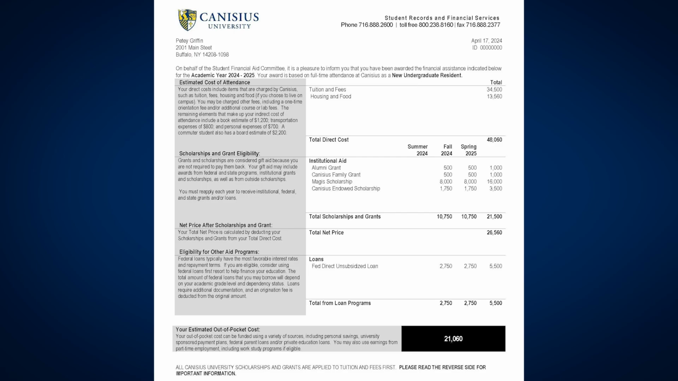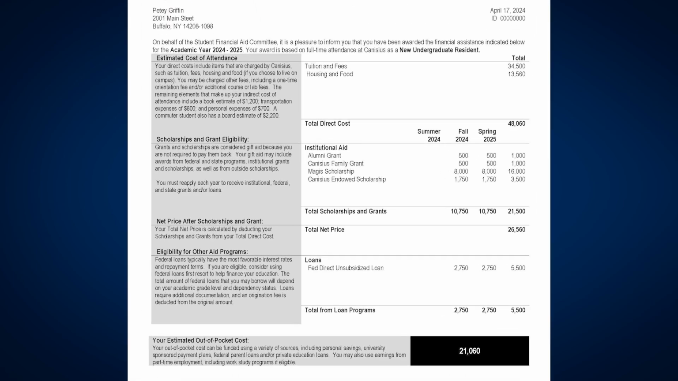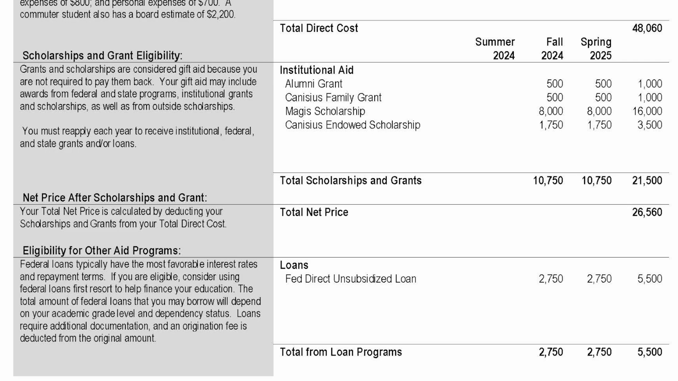And then as we move down the award letter, you will see first, after your direct cost total, your institutional financial aid eligibility. So institutional aid obviously is financial aid offered to you from the institution that you're applying to. In this case, a student has been packaged with a Canisius alumni grant, a Canisius family grant, Canisius merit scholarship, and finally an endowed scholarship.